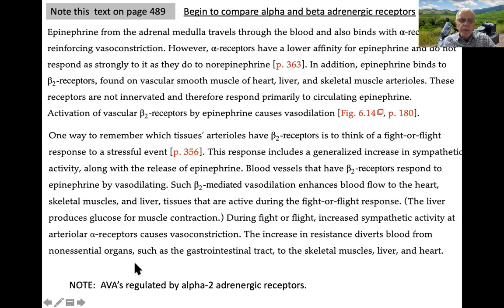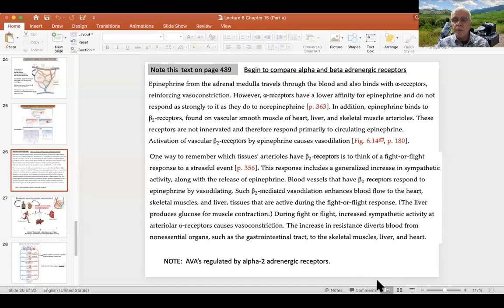Down below, I've said that arteriovenous anastomoses are regulated by alpha-2 adrenergic receptors. So the reason for wanting to know something about the different types of adrenergic receptors. I'm running out of time here. It's almost 2:30, and I'm going to have to stop to have our weekly recitation and review. So I'll pick up next time with this particular image here, but study this text very carefully.